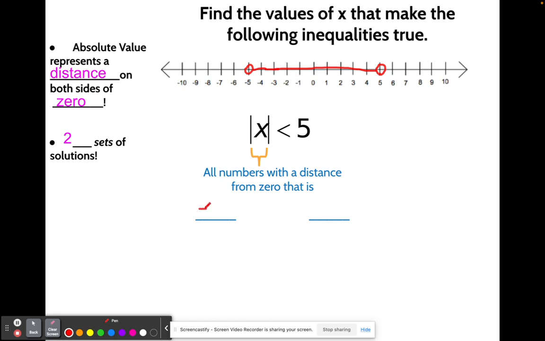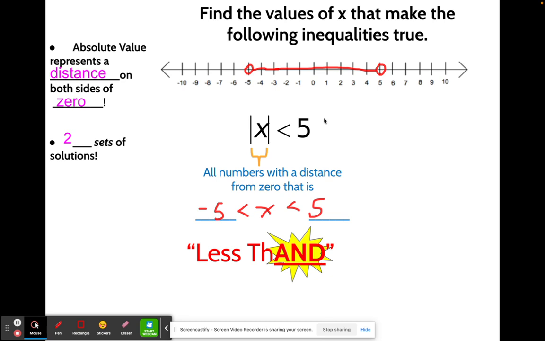X can be greater than negative 5 or less than positive 5. This is an and inequality, as you can see. And the way we can help remember that is when our absolute value has a less than, think of that as less than, and we can make sure that we bring it together. It's our Oreos and milk. We want this together. Our solutions will be between those.